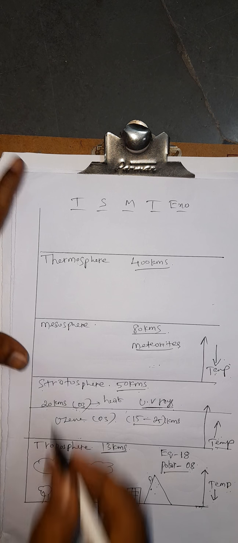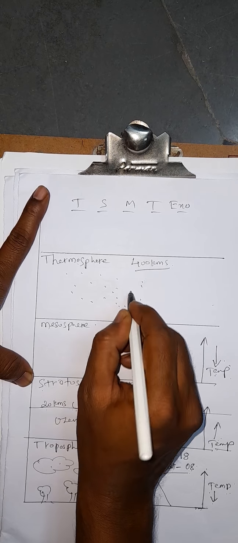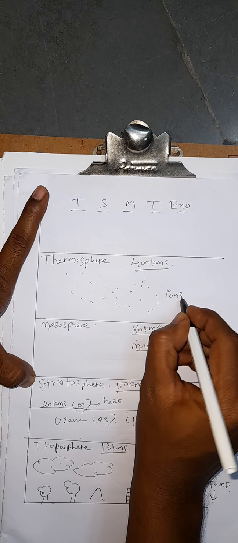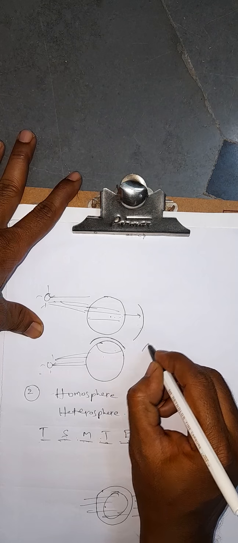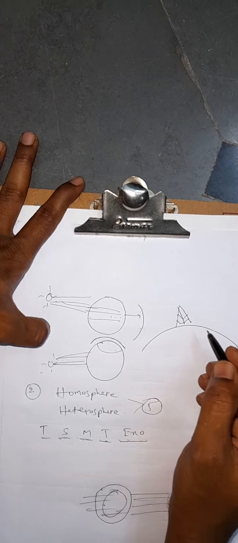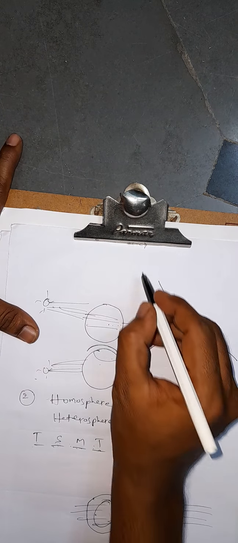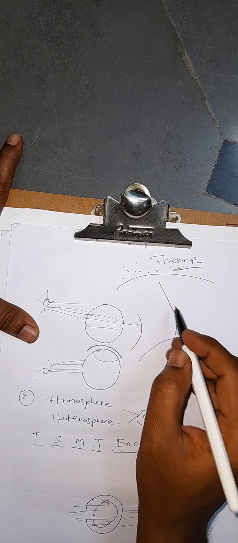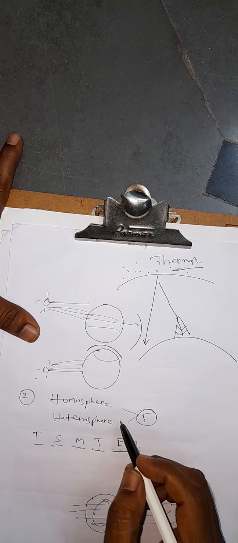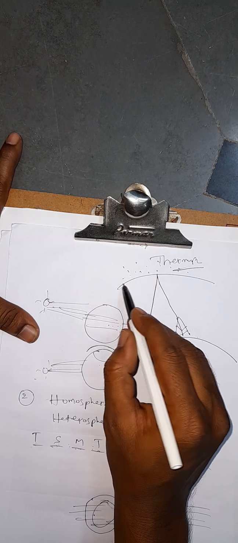First, it has naturally charged particles. We call them ions. Due to the heat of the sunlight, the particles in this layer get charged. How it is important to us is the question we were discussing. When these ions get charged, whatever radio waves we send from the towers on the globe into space reach the thermosphere, and the thermosphere reflects these waves back to the earth. It receives and reflects back. This is the activity the thermosphere is doing.